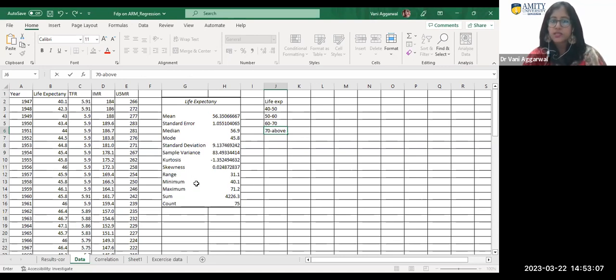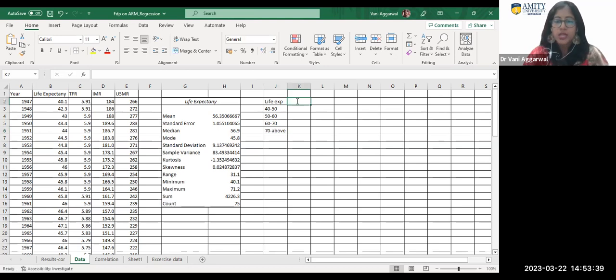So from descriptive statistics, we have analyzed that minimum life expectancy is 40 years, maximum is 71. So on the basis of this, I have created this, like how many people are there between 40 to 50. How many are there between 50 to 60, or in how many years? People is not here as a variable, years. So in how many years was life expectancy 40 to 50, or in how many years was life expectancy 50 to 60?